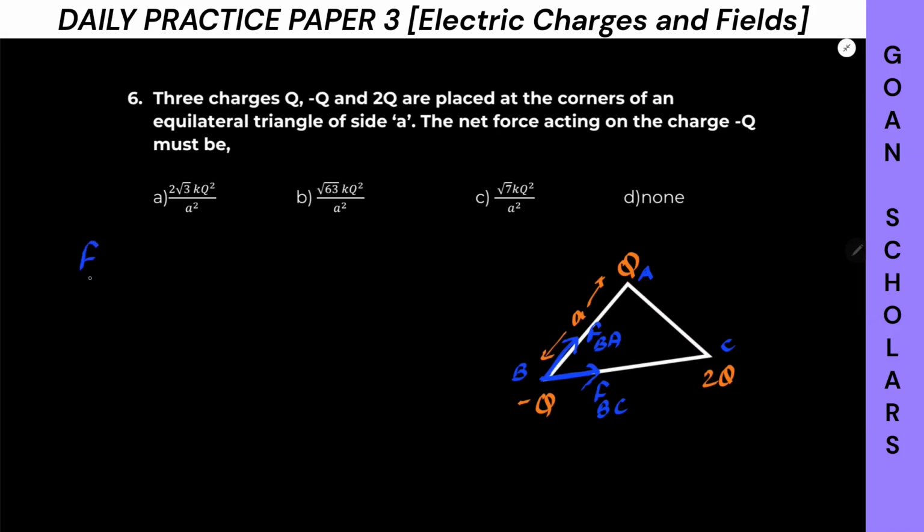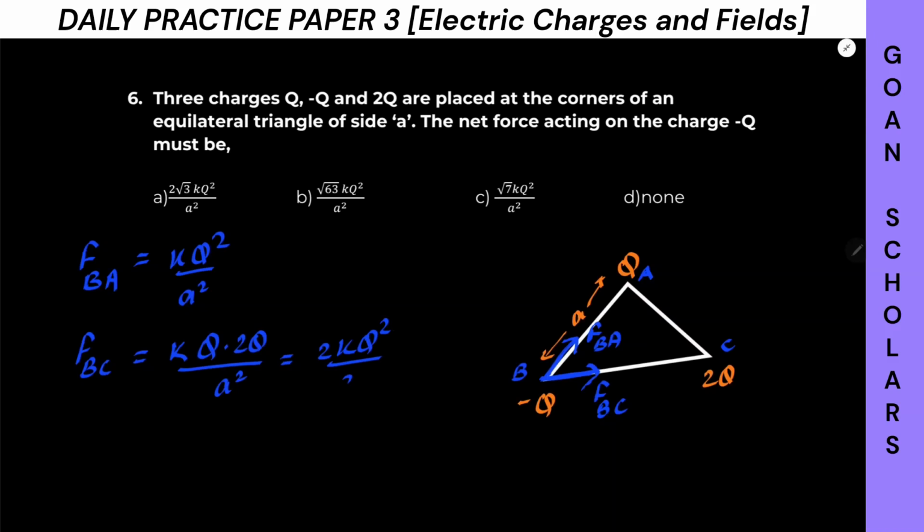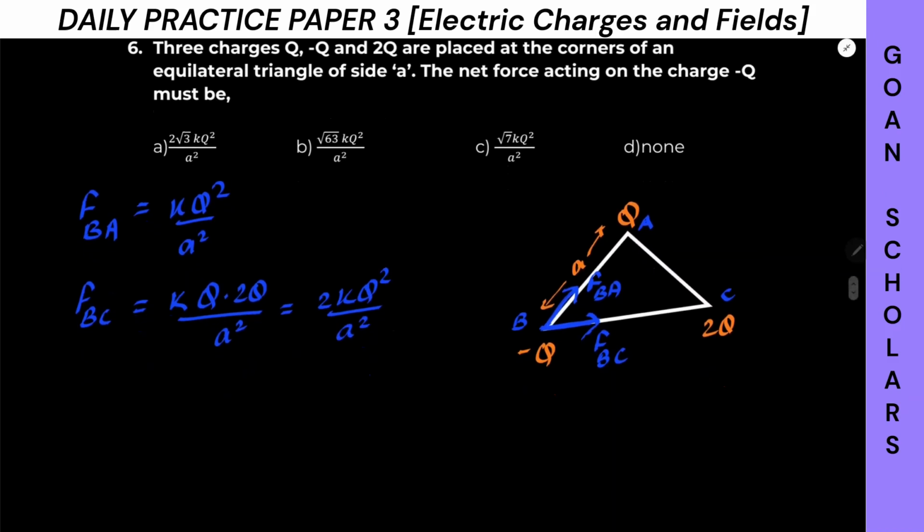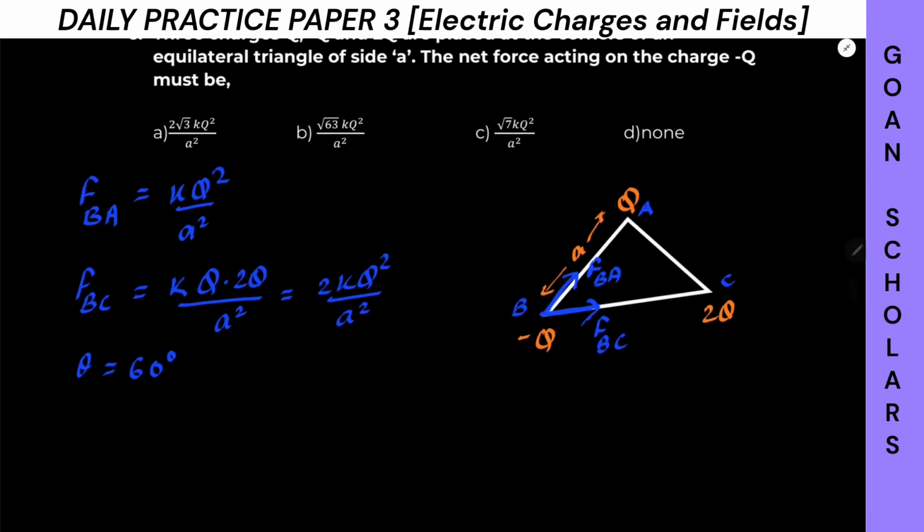Let's find the magnitude. So force on B due to A will be equal to kq square by a square. But wait, sir, why are you not taking the negative sign? Because I have already included that negativity inside the arrows. If it was positive, this arrow would not be in this direction. It would be in the opposite direction, right? So that is already done. So don't take the negative sign again and again. So force on B due to C will be again K into Q into 2Q whole divided by A square. So that will be equal to 2KQ square by A square. Are the magnitudes same? No. And what is the theta here? 60 degree.